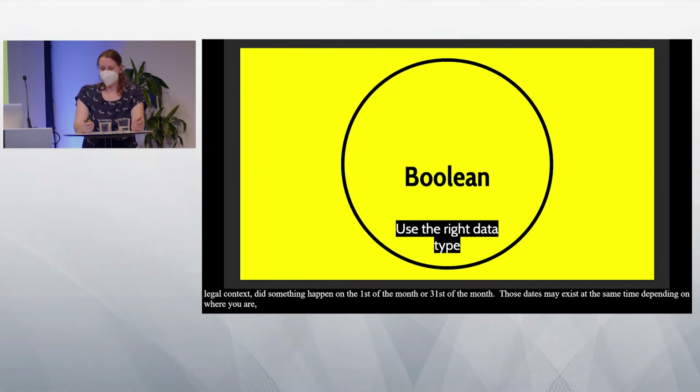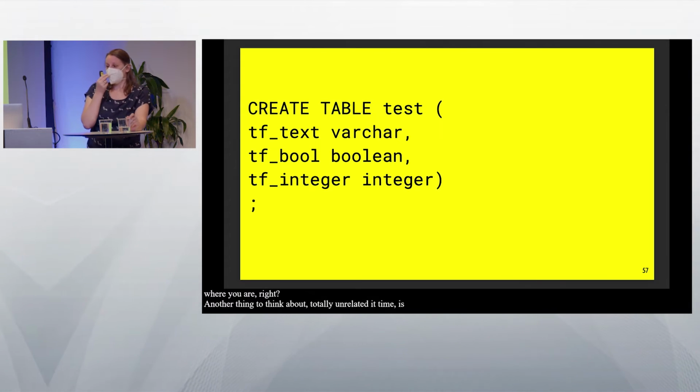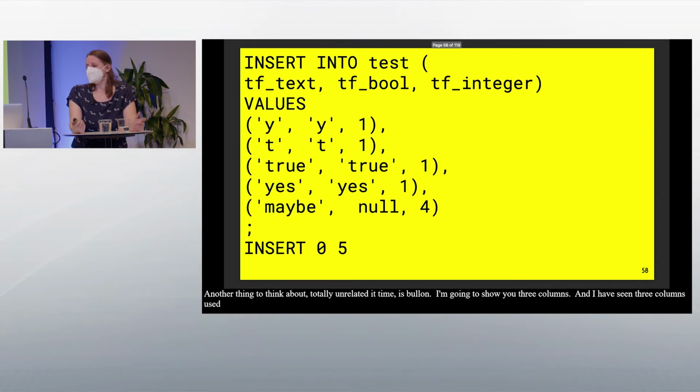Another thing to think about, totally unrelated to time, is Boolean. And I'm about to show you 3 columns. I have seen each of these 3 columns used to store Boolean data. Only one of them is appropriate. So you load some data in. I loaded in a little more data than this to get some false examples for you.